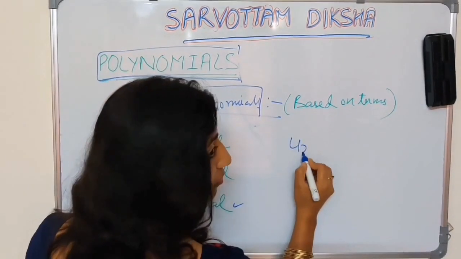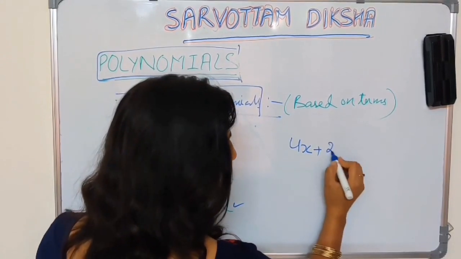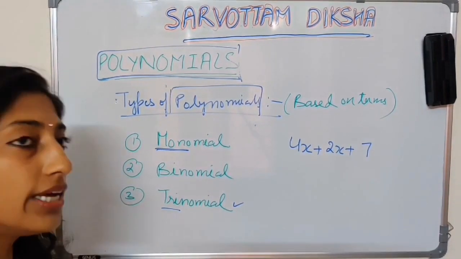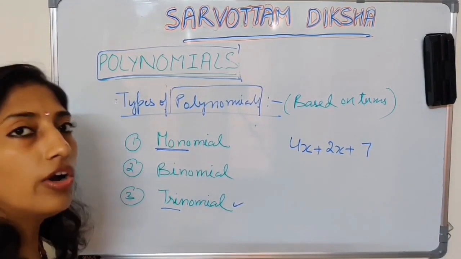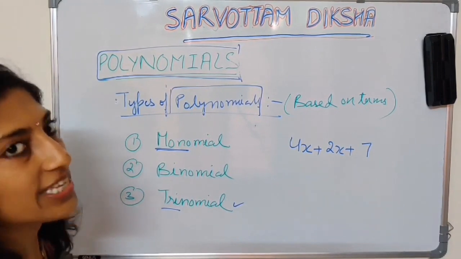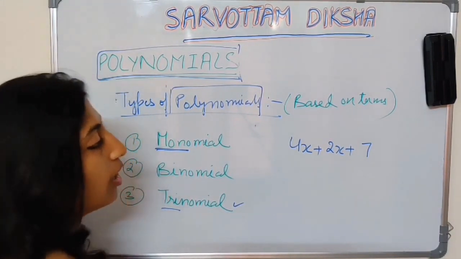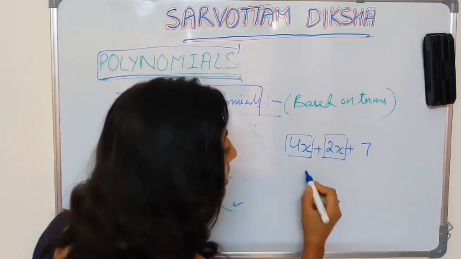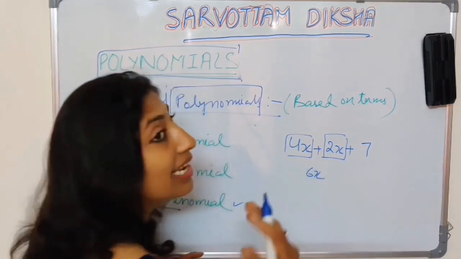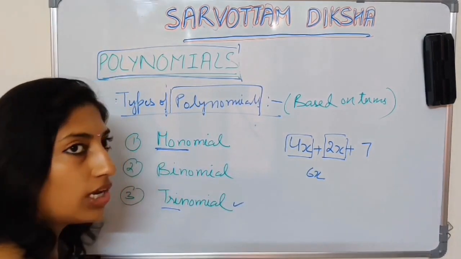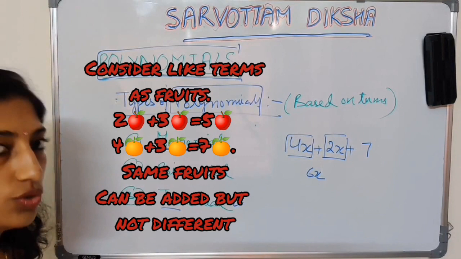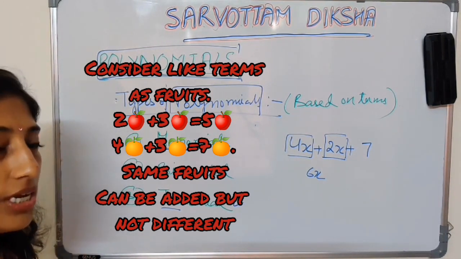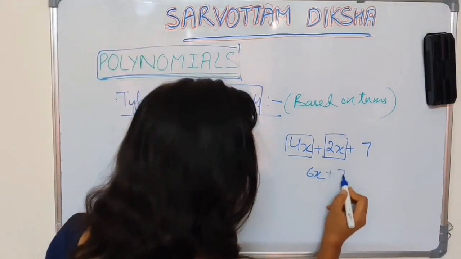Tell me one thing. Is 4x plus 2x plus 7 what kind of expression? Is it a binomial or trinomial? Yes, it is a binomial because I can add 4x and 2x as 6x. These two are like terms. I'm using this terminology we have done already in junior classes. I'm just doing a quick review before starting the chapter in detail. So this is nothing but a binomial.